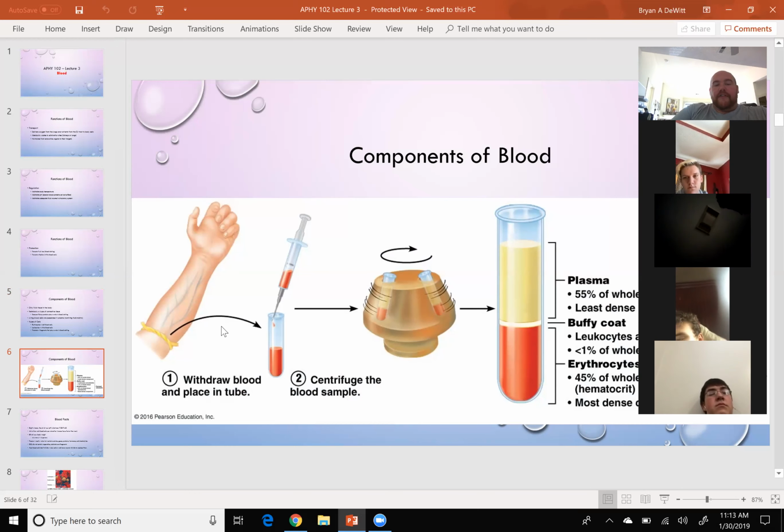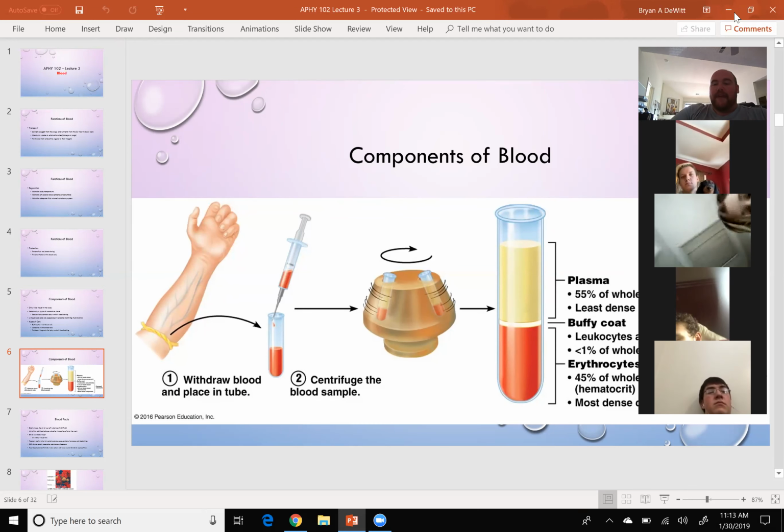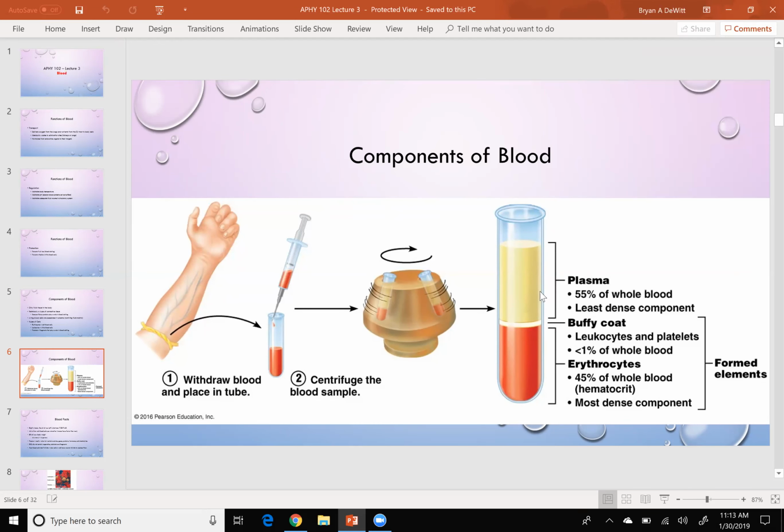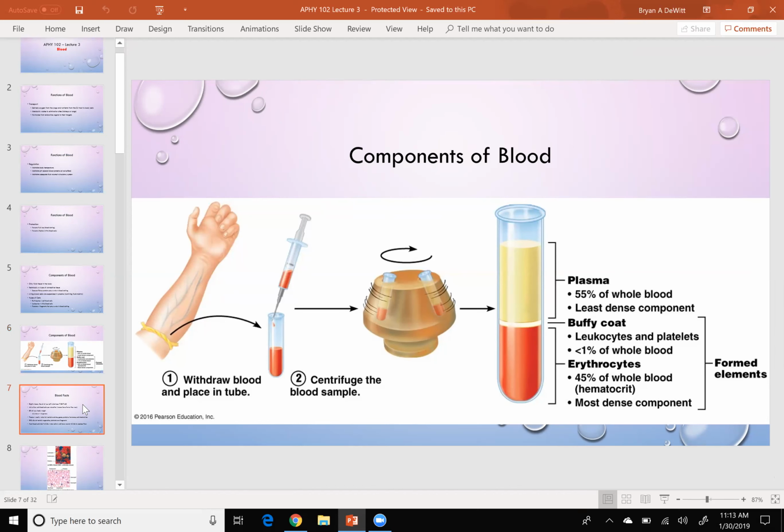So if you were to draw blood, you would spin it down in the centrifuge, and you can see that it is a suspension that consists of plasma and erythrocytes. Now what's interesting is that your white blood cells represent less than 1% of all the blood in your body, which is pretty interesting.